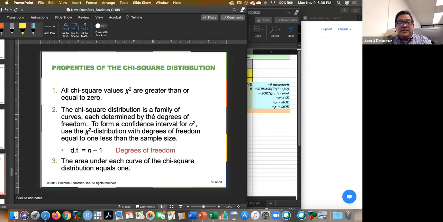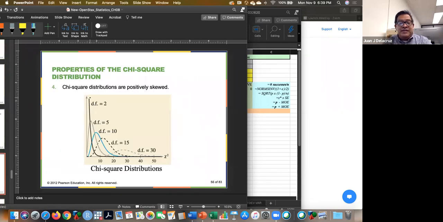So the chi-square distribution is a family of curves, each determined by the degrees of freedom. To form a confidence interval for the variance, we use the chi-square distribution with the degrees of freedom equal to 1 less than the sample size. So the degrees of freedom are going to be n minus 1. And the area under the curve of the chi-square distribution equals 1. That is also very good to know, because the area under the curve means a probability, which is going to be equal to 100%, or equal to 1. So that's the idea of the chi-square distribution.